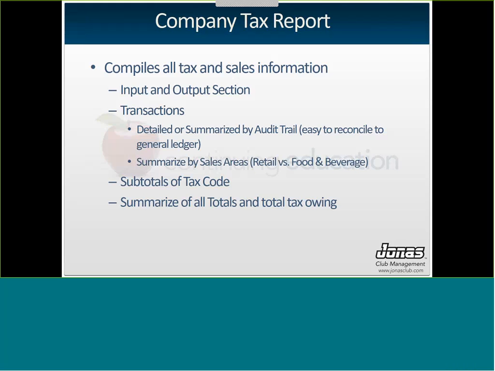This report will also give you subtotals of every tax code that you've set up, so you can see exactly how much you have in state tax, all of your exemptions, all of your liquor tax, your county tax, any code that you have set up that will be subtotaled on this report. And then it will also give you a summary of all the totals plus your total owing. So what you should be owing, what Jonas thinks you should be owing, and you can actually compare that to what's in the actual sales tax payable GL. And you can also compare it to what you think you should be owing based on an outside audit as well.